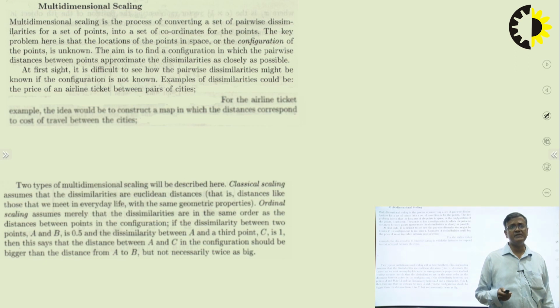So if the dissimilarity between two points, say A and B, is 0.5, and the dissimilarity between A and a third point C is 1, then this says that the distance between A and C in the configuration should be bigger than the distance from A to B, but not necessarily twice as big. Because it should follow the same order. So the distance between A and C in the configuration should be bigger than the distance between A and B. So the rank order has to be followed.